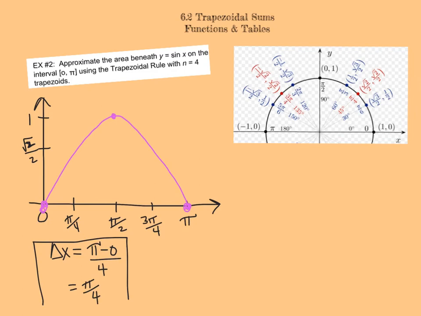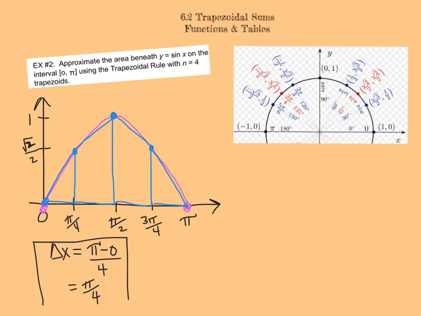All right, let's make our trapezoids. So I'll make those in blue. So we want 4 of them. So our first trapezoid will be here. And it is a triangle. Our second trapezoid will be here. Our third trapezoid will be here. And our last one is also a triangle.